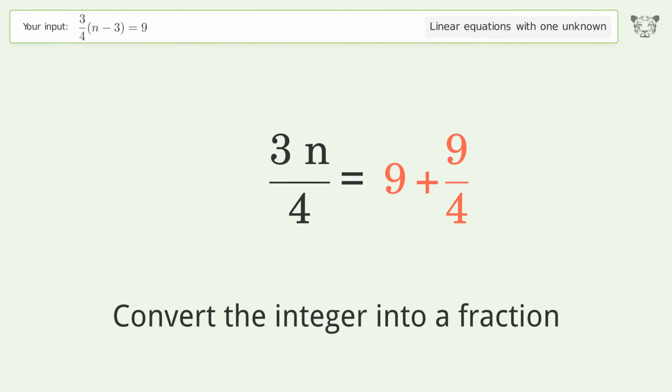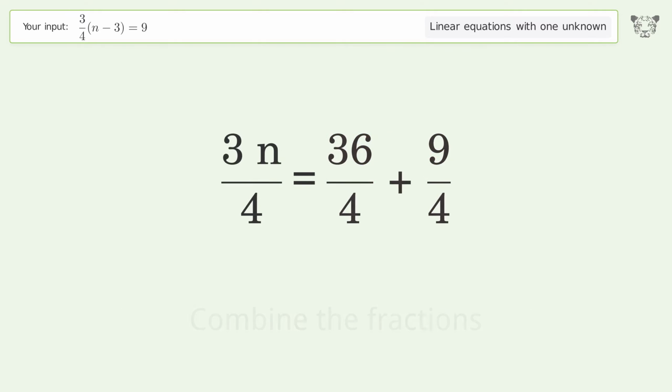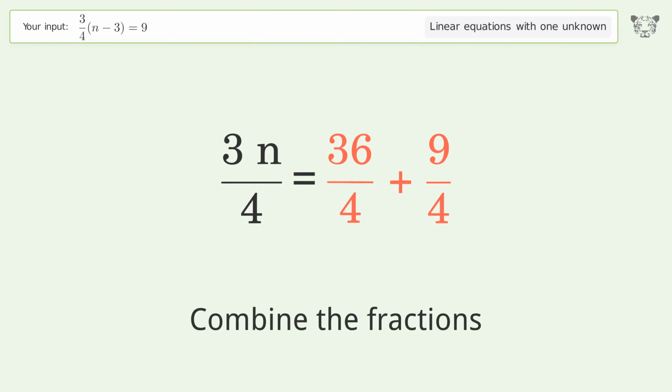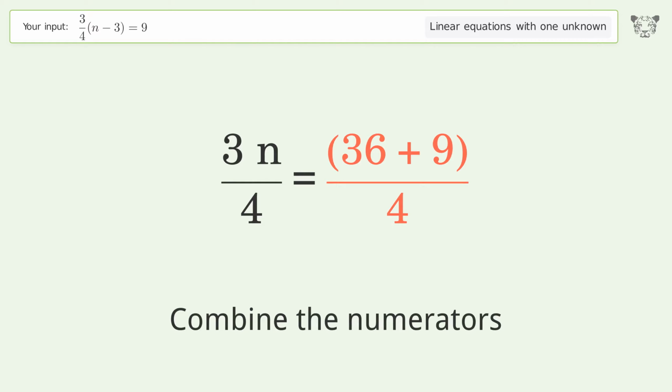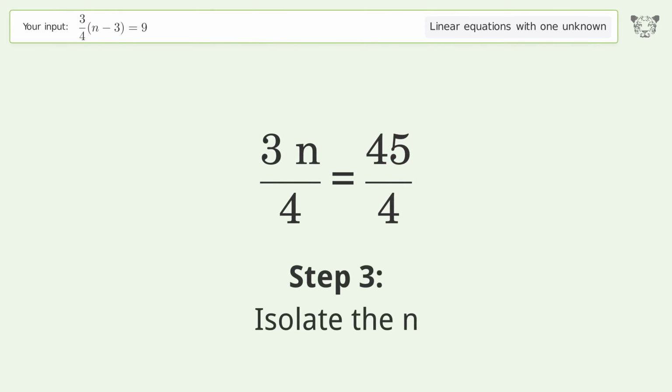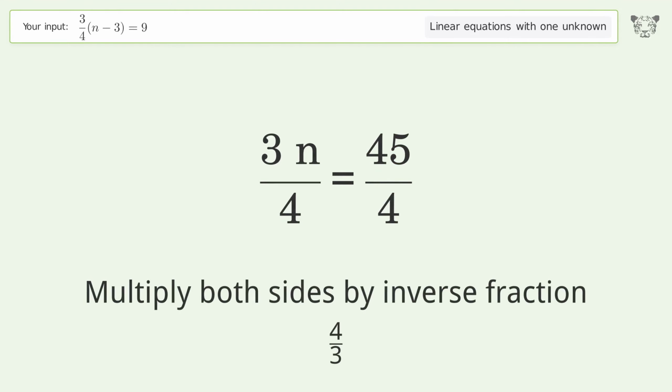Convert the integer into a fraction. Combine the fractions. Combine the numerators. Isolate the n. Multiply both sides by inverse fraction 4/3.